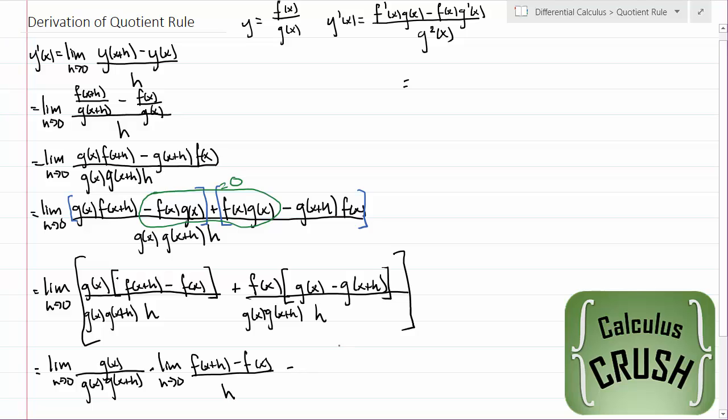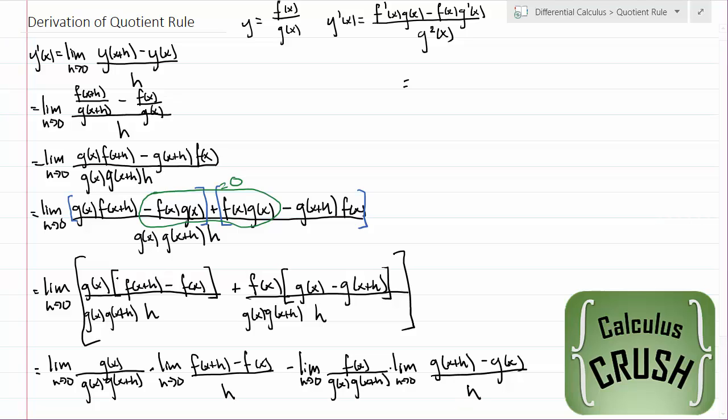Now I'm going to put a minus sign here. And I'm actually going to switch this g of x plus h and the g of x around. We'll pull out a minus sign. We have the limit as h goes to 0. So on the bottom we've got g of x times g of x plus h. And on the top we've got f of x times the limit as h goes to 0 of g of x plus h minus g of x all divided by h.